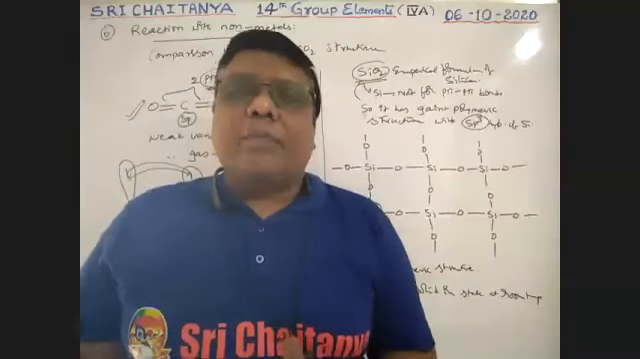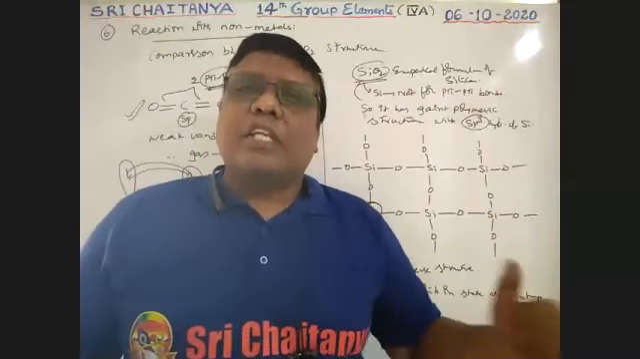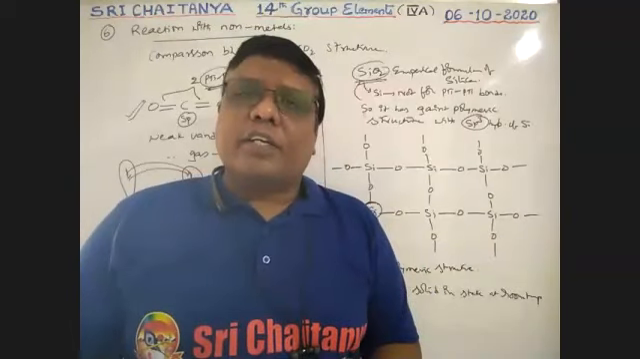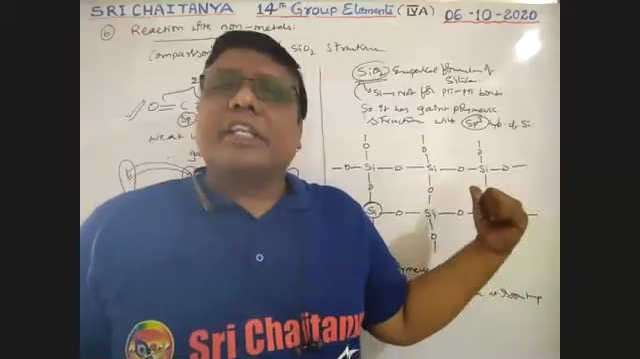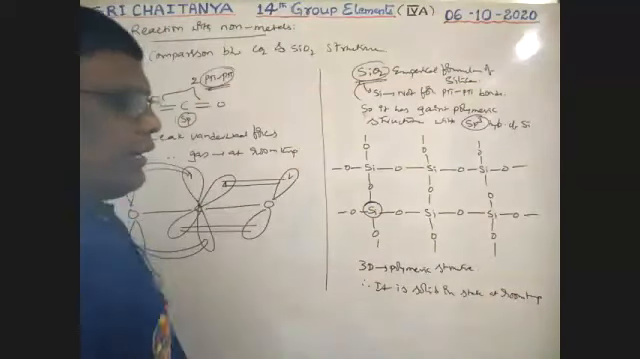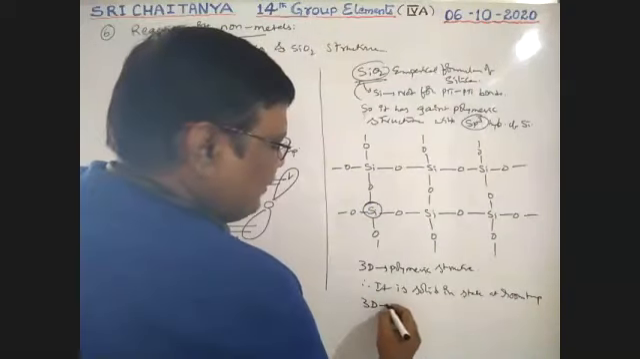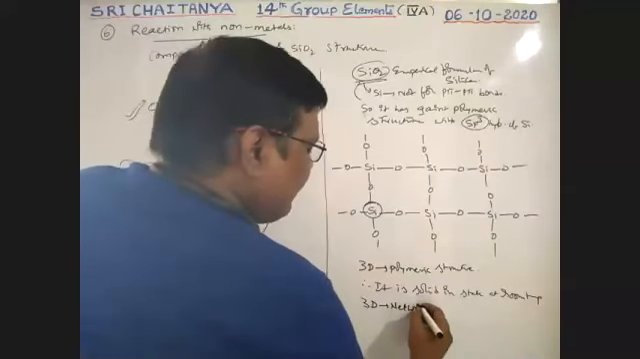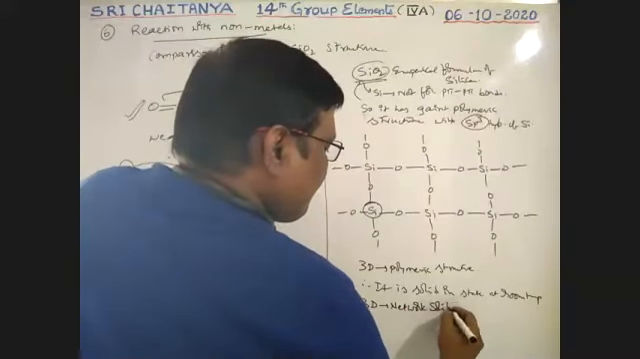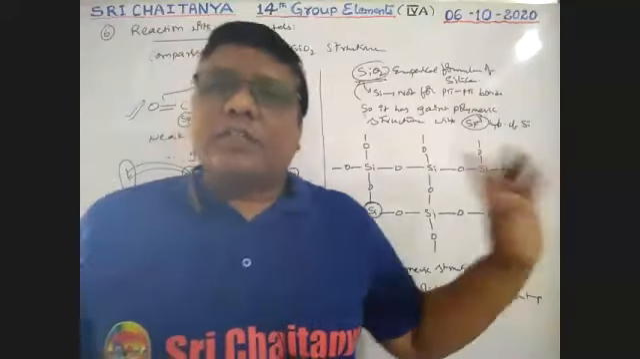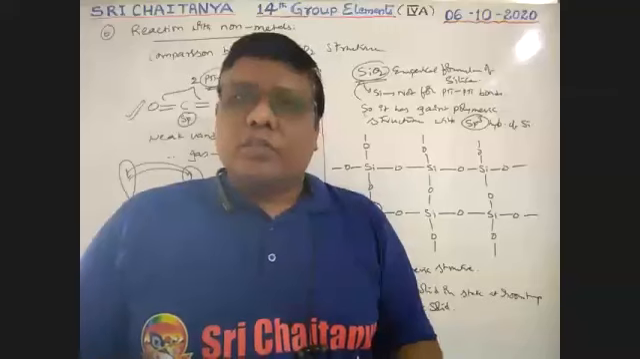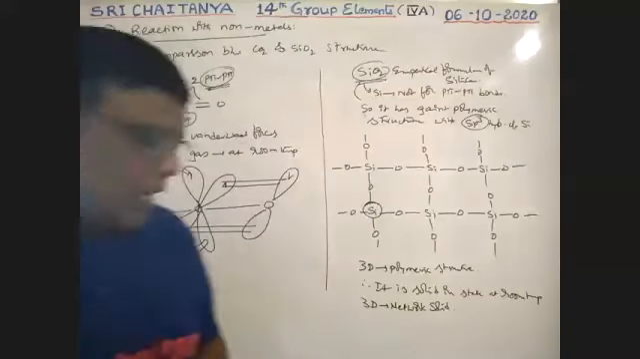In CO2, carbon is in sp hybridization. In SiO2, silicon is in sp3 hybridization. So it is a 3-dimensional network solid, boys. So that's why it is in solid state. So this is the comparison between different compounds, boys.